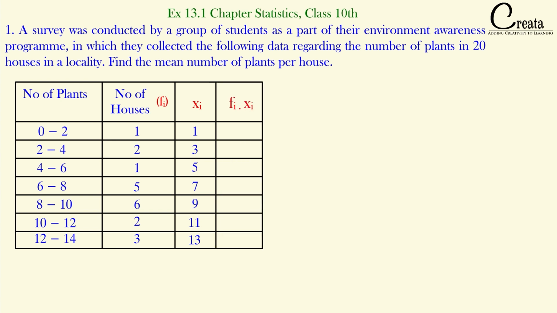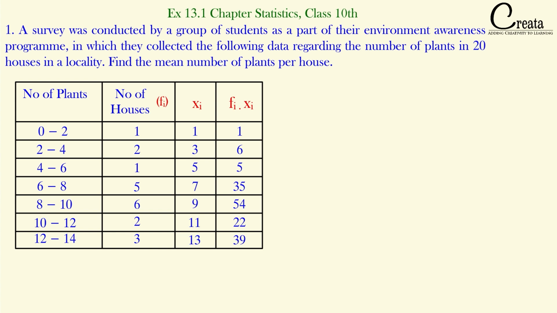Next, we will calculate fi into xi, that is we will multiply fi into xi. Let's do the multiplication. 1 into 1, it is 1. 2 into 3, it is 6. 1 into 5, it is 5. 5 into 7, it is 35. Similarly, 54, 22 and 39. We have multiplied fi into xi.